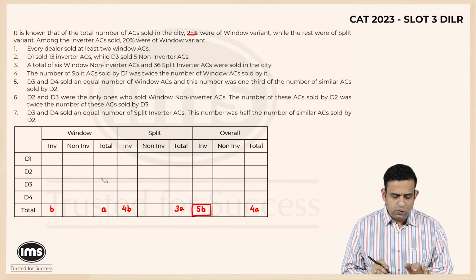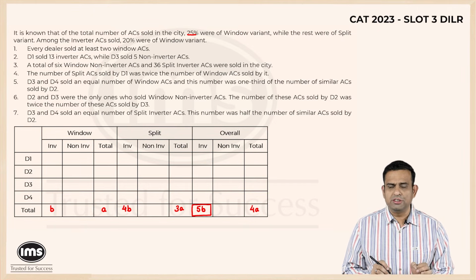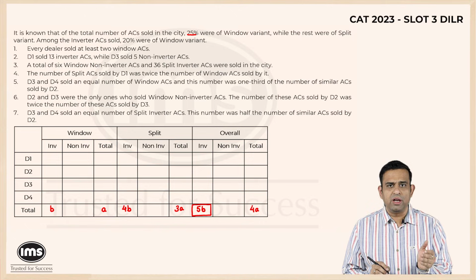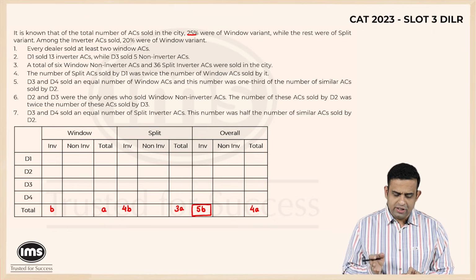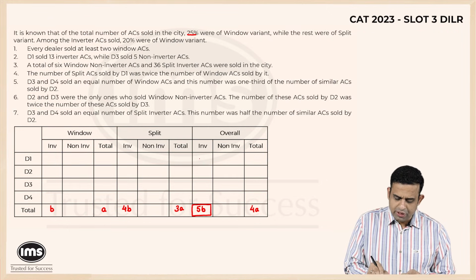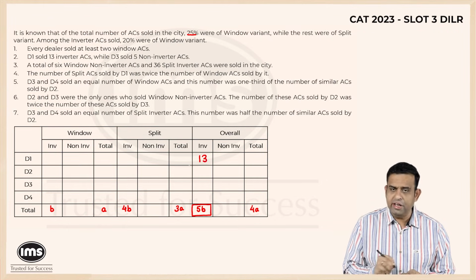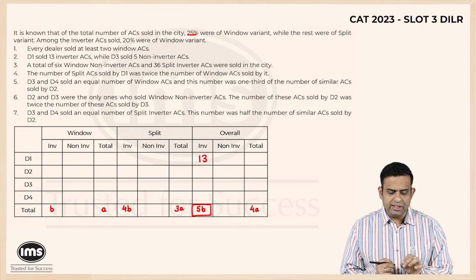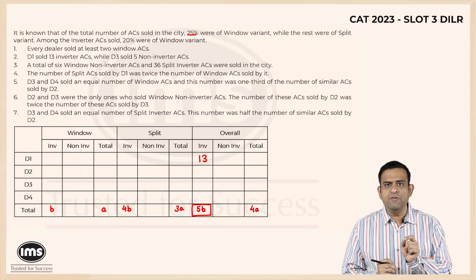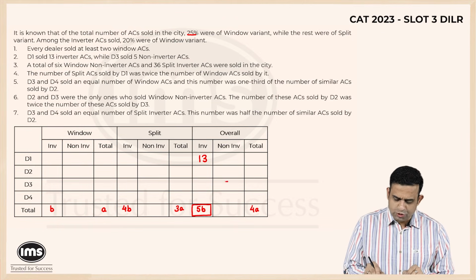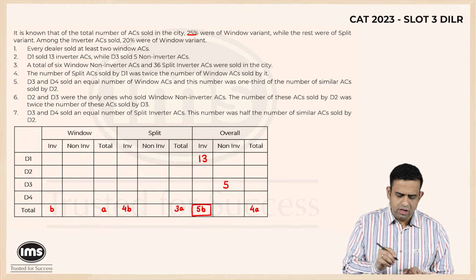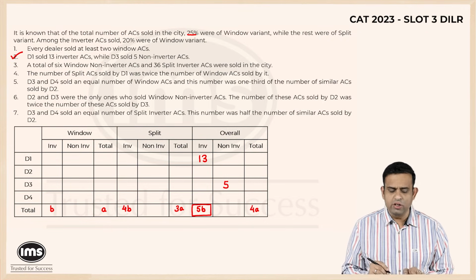Let's go to point number 2. Point number 2 has direct information. It is a plug-in statement. D1 sold 13 inverter AC. So total number of inverter AC sold by D1 is 13. I will put a 13 over here. Then they are saying D3 sold 5 non-inverter AC. So for D3, total number of non-inverter AC sold is 5 over here. We have completely used point number 2.